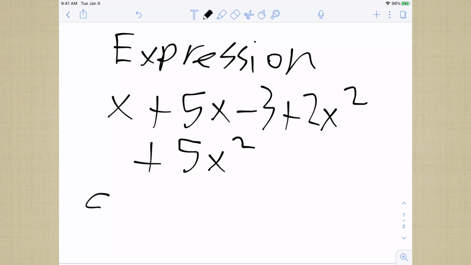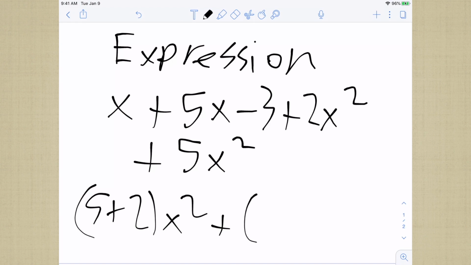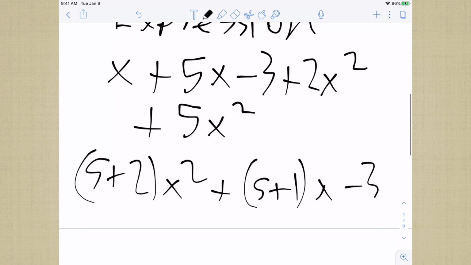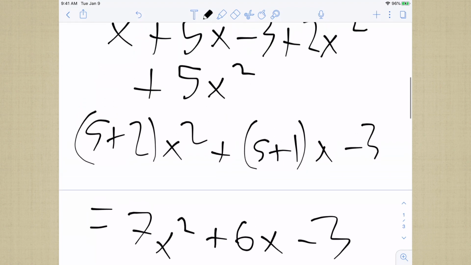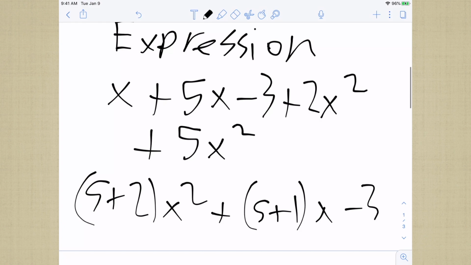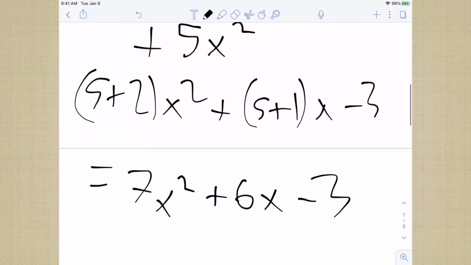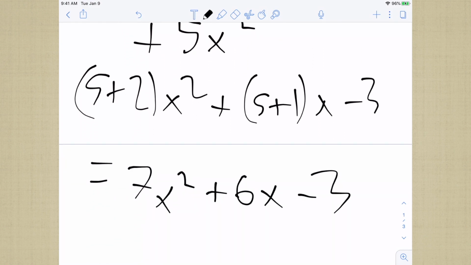So we're adding 5 plus 2 times x squared, and 5 plus 1 times x minus 3, which gives you your grand final equation of 7x squared plus 6x minus 3. Let me just check that that's correct. Yes, that is. So there's your solution there.